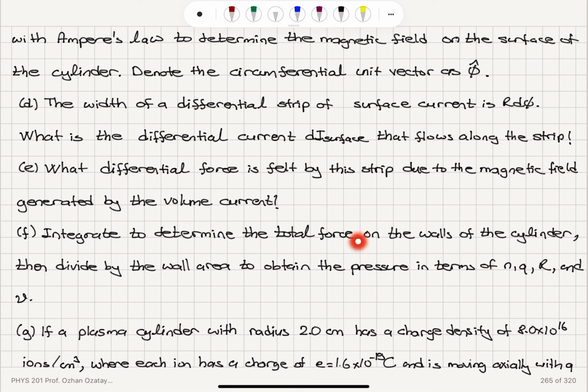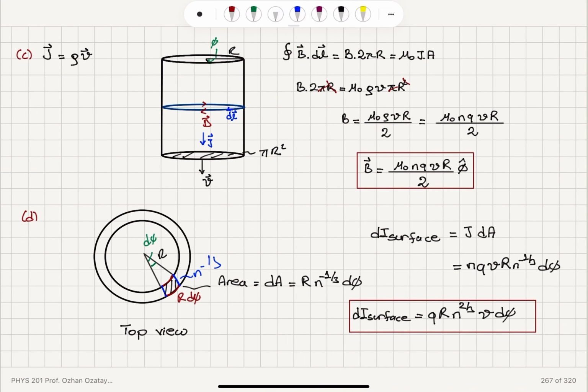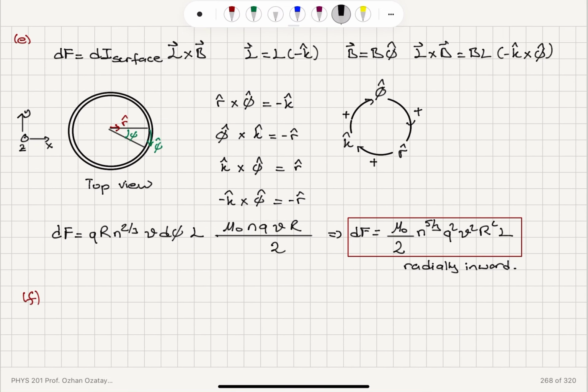Integrate to determine the total force on the walls of the cylinder, then divide by the wall area to obtain the pressure in terms of n, q, R, and V. What is the total force? Well, each current segment feels this force, so if I integrate this over all angles phi from 0 to 2 pi dF, I will find the total force.